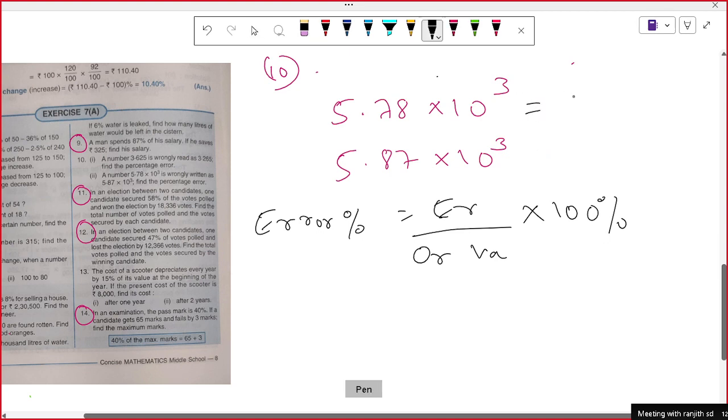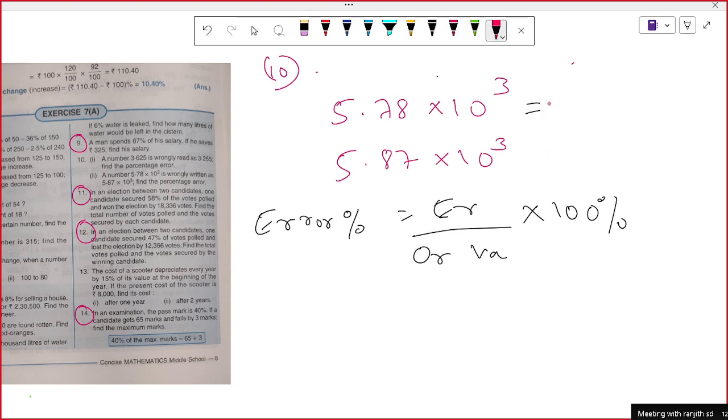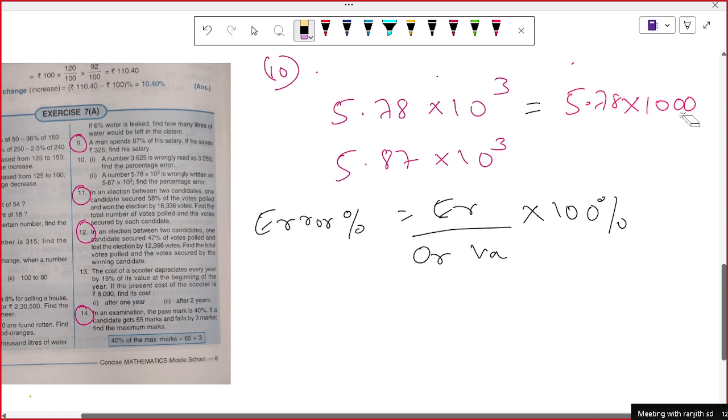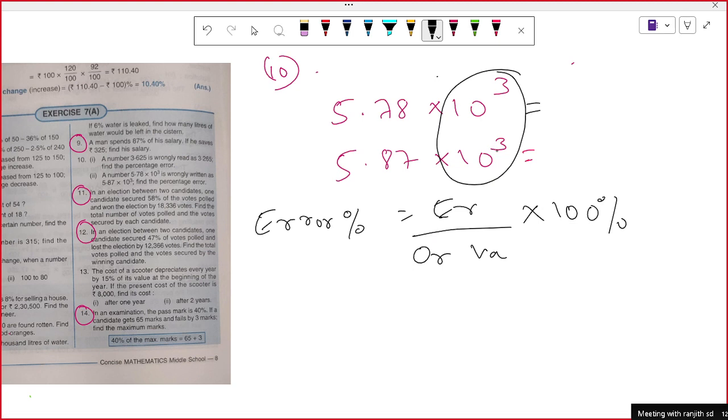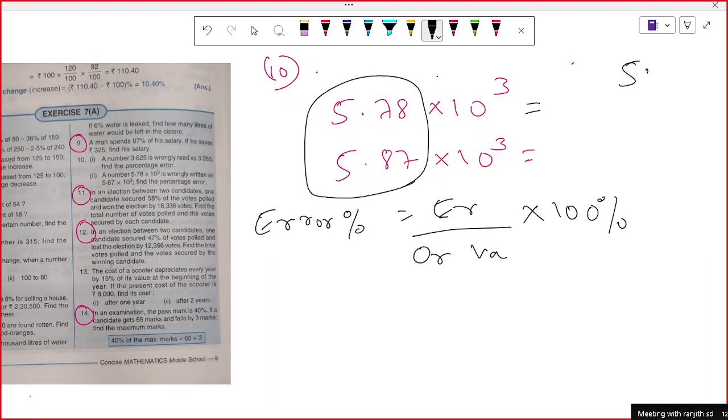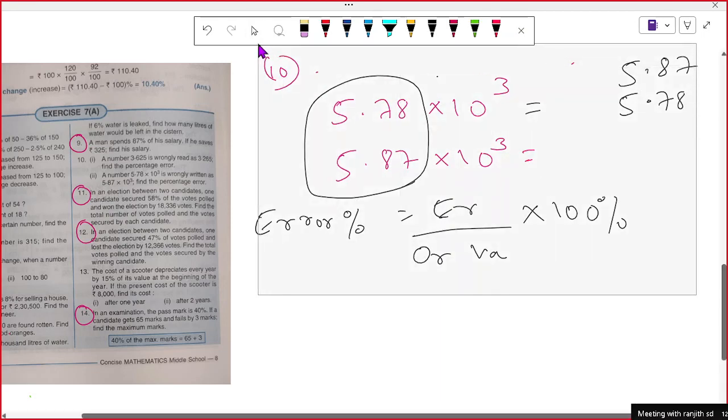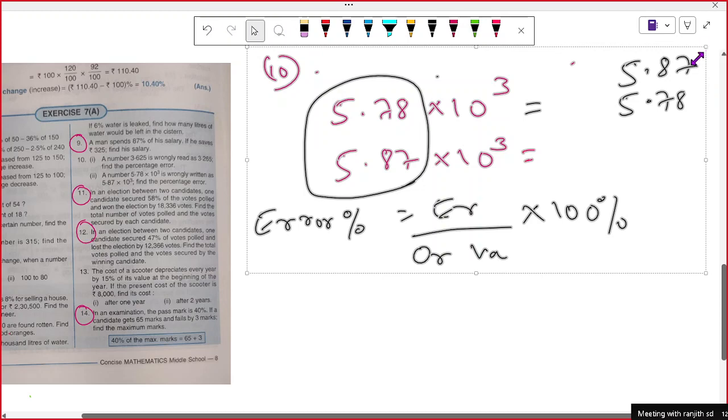From this, how do you convert 5.78 into 10 to the power of 3? 5.78 into 1000, right? Yes, sir. That method I taught you yesterday: you multiply by 1000 and remove the 10 to the power of 3. The other method: this 10 to the power of 3 is the same for both. So just subtract 5.87 minus 5.78. Forget about 10 to the power of 3; it's common to both.